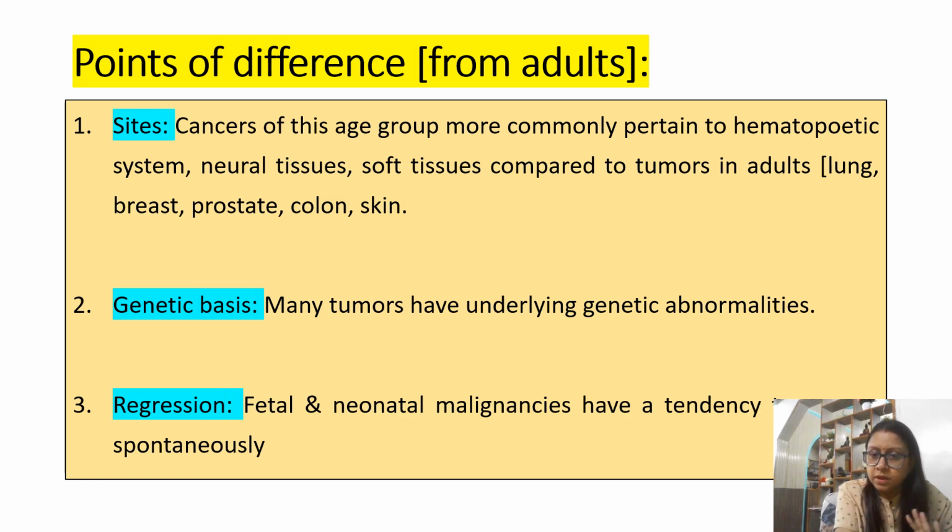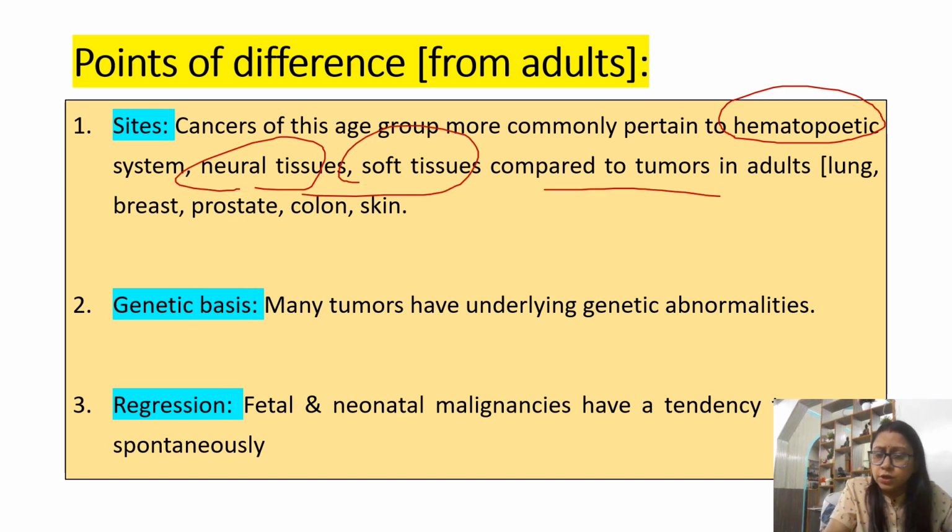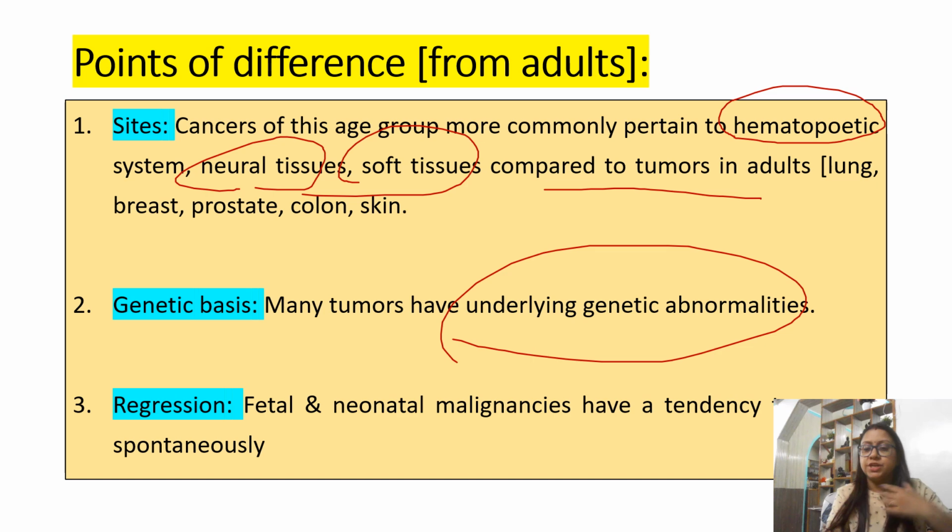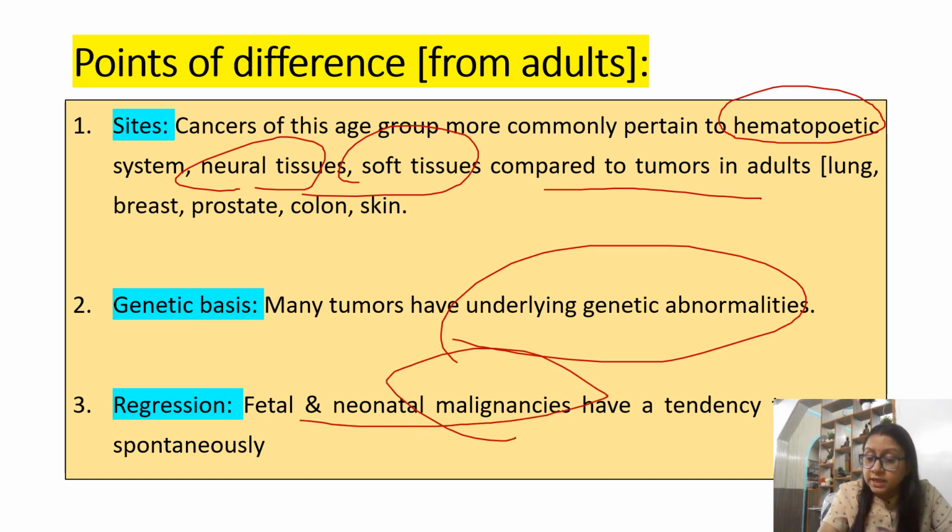This is size. जो बच्चों के ट्यूमर्स होते हैं वो मेनली होते हैं आपके ब्लड से रिलेटेड, हेमाटोपोइटिक सिस्टम से रिलेटेड, न्यूरल टिश्यू, सॉफ्ट टिश्यू. When you compare it to tumors in adults, their common locations are your lung, breast, prostate, colon and skin. The genetic basis में many tumors of infancy have an underlying genetic abnormality. Then regression. Fetal and neonatal malignancies have a tendency to regress as compared to adult malignancy.